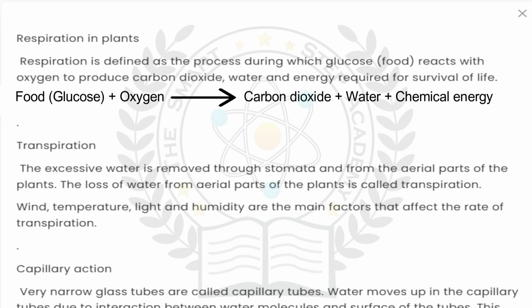Transpiration. The excessive water is removed through stomata and from the aerial parts of the plants. The loss of water from aerial parts of the plants is called transpiration. Wind, temperature, light, and humidity are the main factors that affect the rate of transpiration.